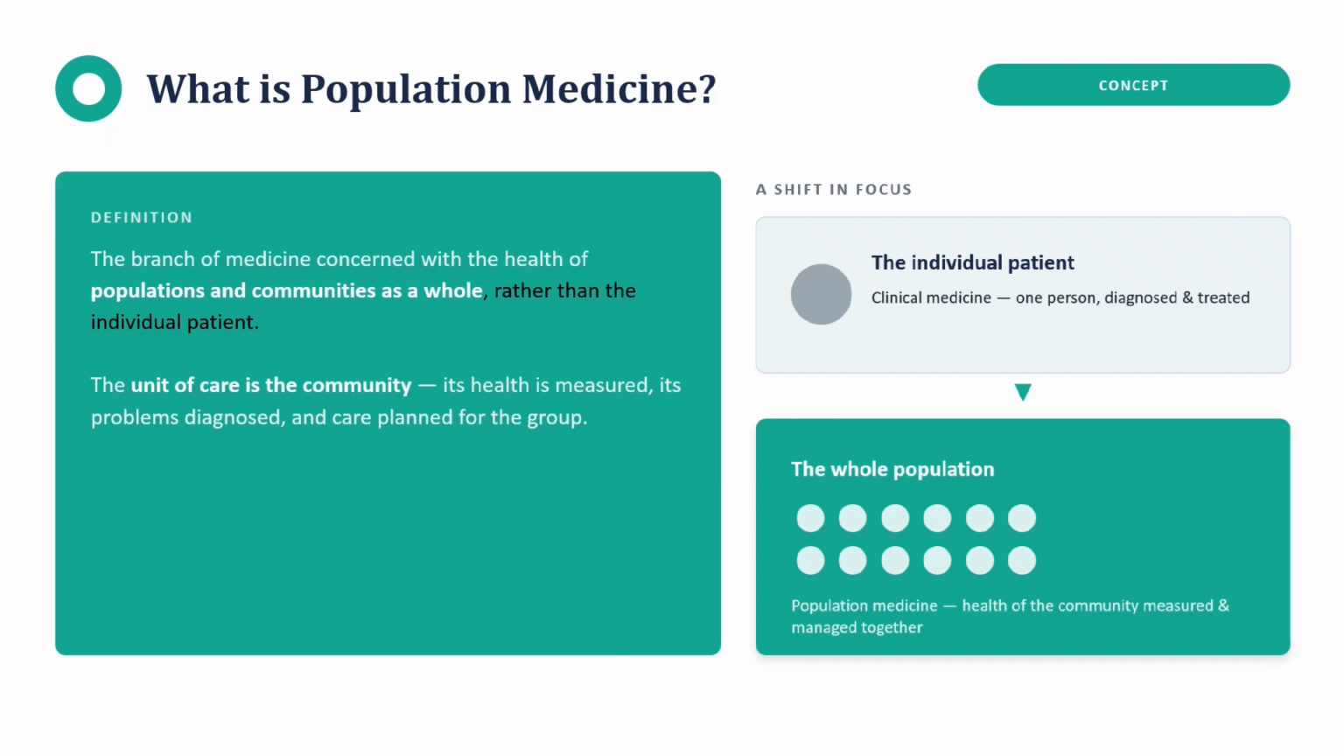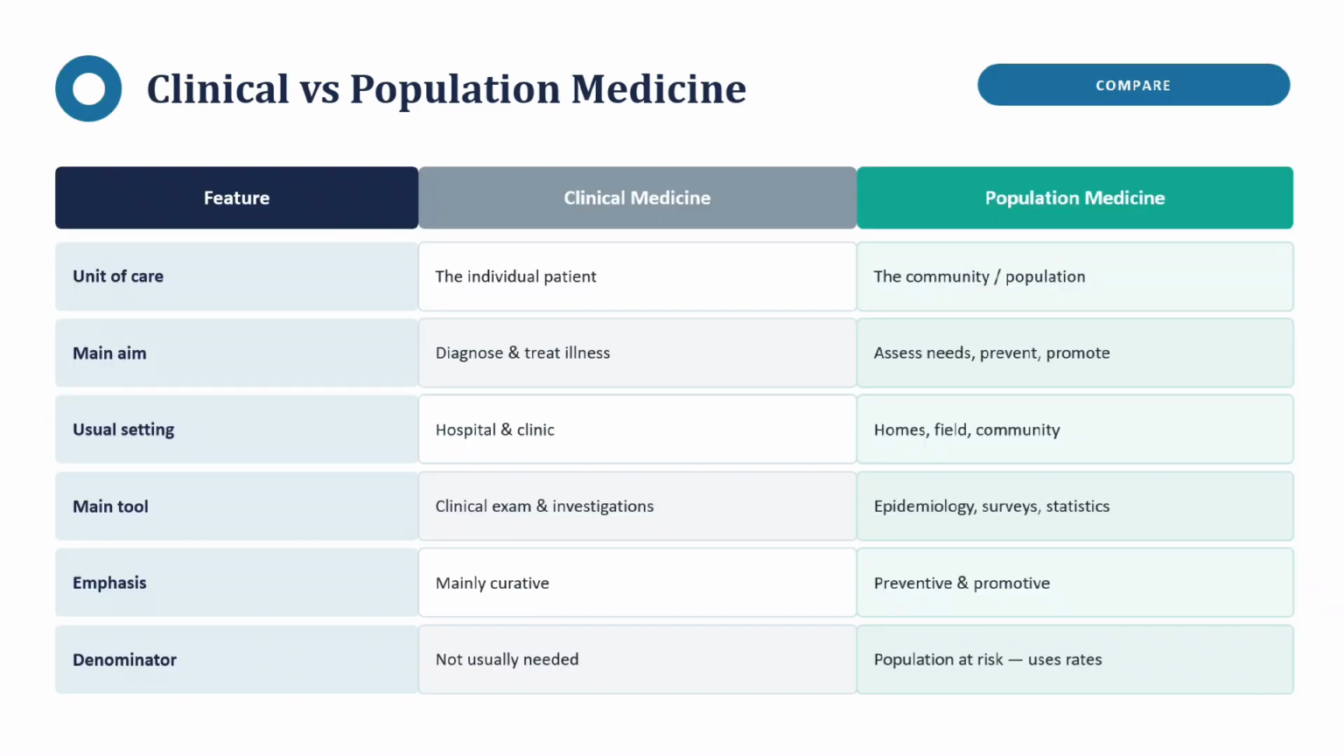Let's make this precise. Population medicine is the branch of medicine concerned with the health of populations and communities as a whole, rather than the individual patient. The operative shift here is the last few words, as a whole. In clinical medicine, the question is: what is wrong with this patient? Population medicine asks a different question: what is wrong with this community and who in it is at risk?